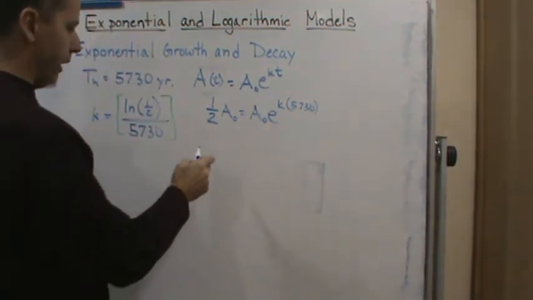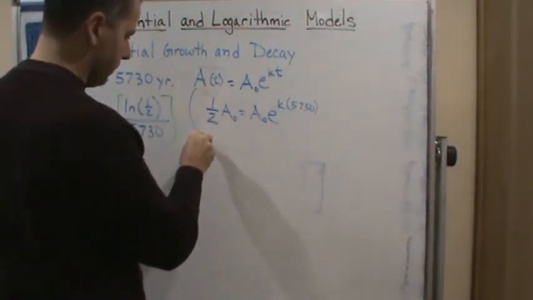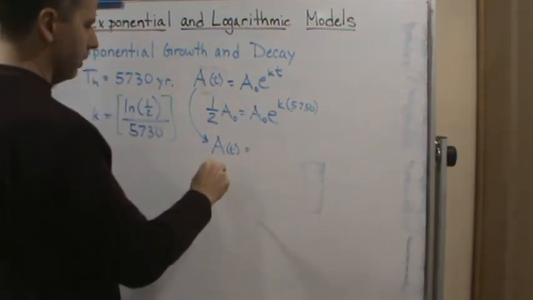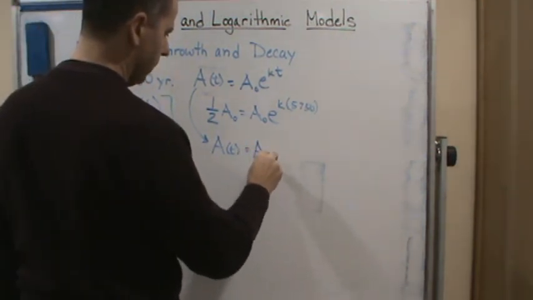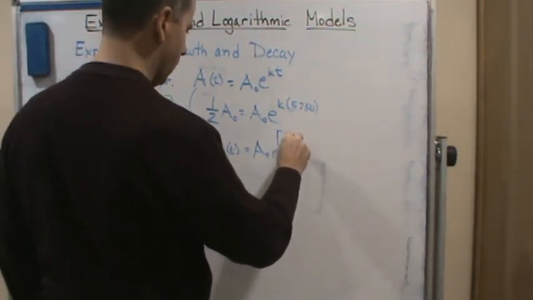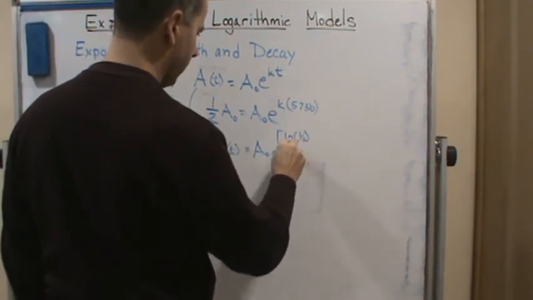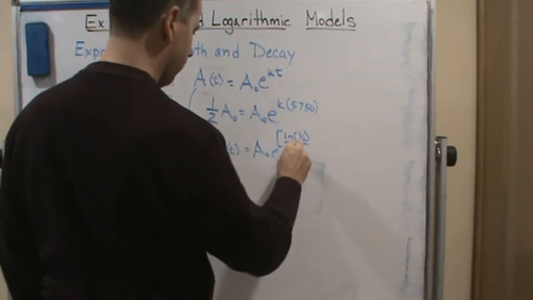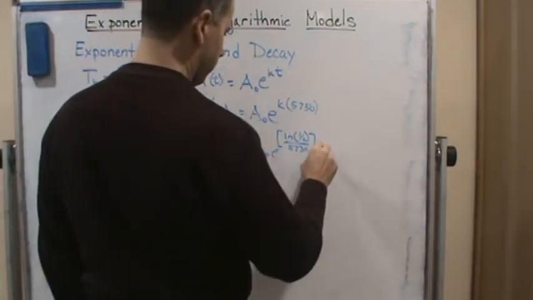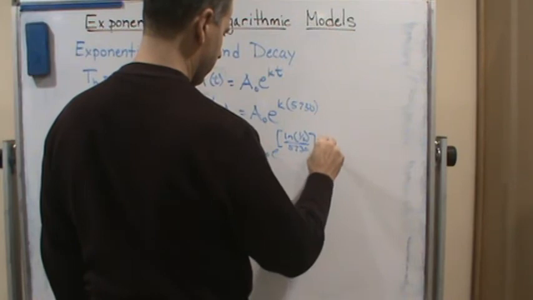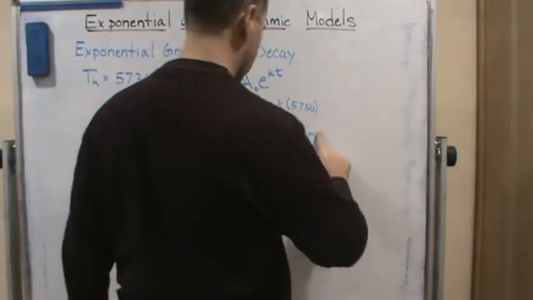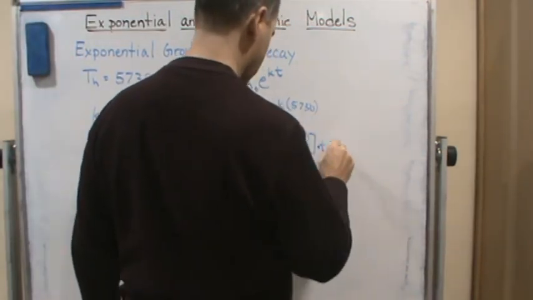So now my formula becomes what? A of t equals a naught e to the natural log of 1/2 divided by 5730, times t.